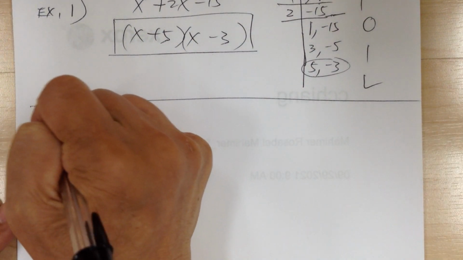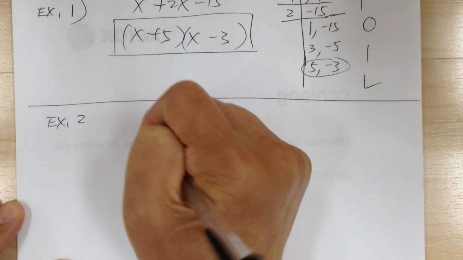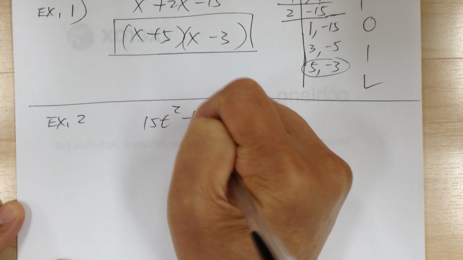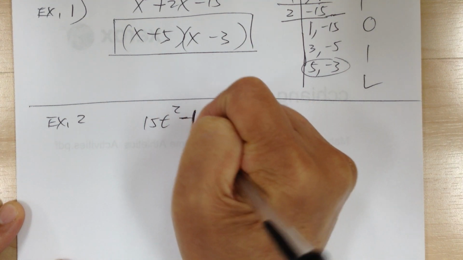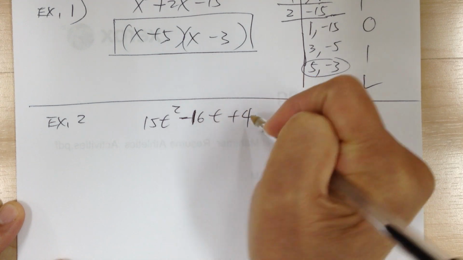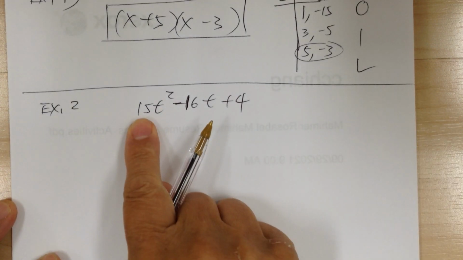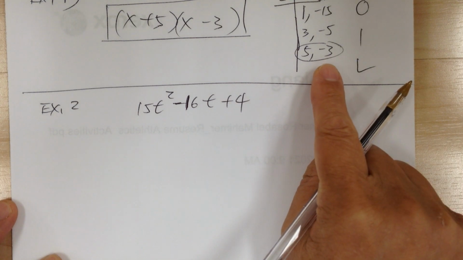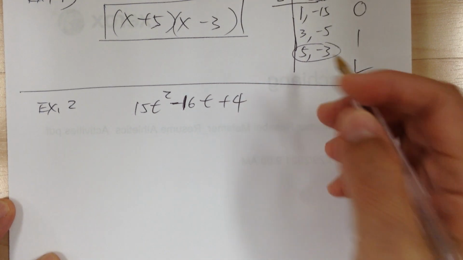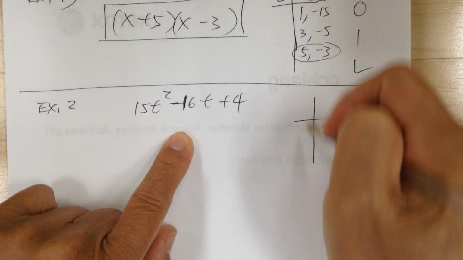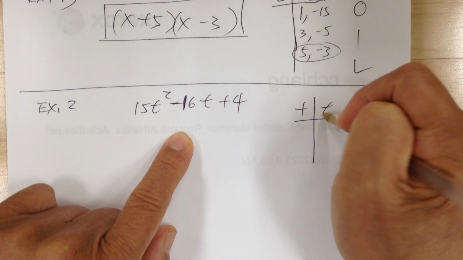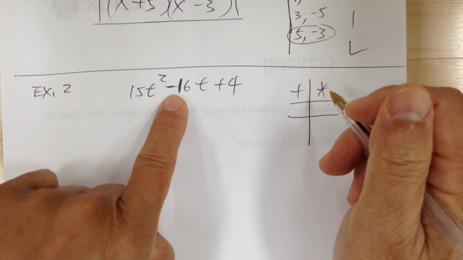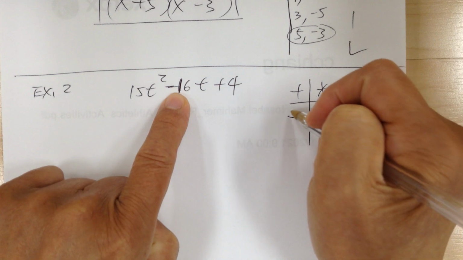Okay, then let's go to example 2. We have 15t squared minus 16t plus 4. Now, when there's a number in front, it makes things a little bit more complicated. So the way you're going to do it is, again, you're going to find the addition and multiplication combination. So again, this came from adding.